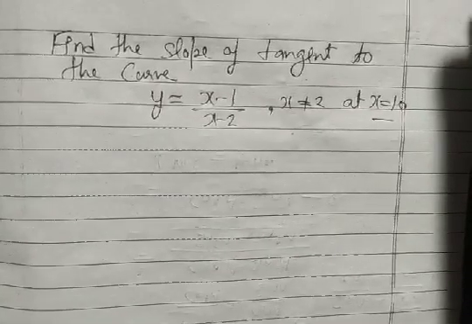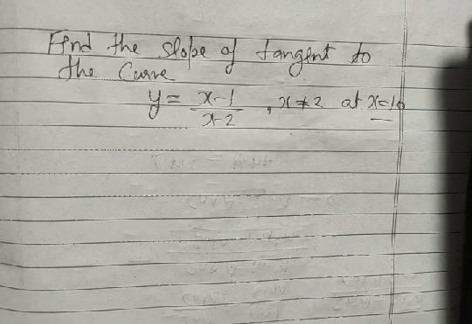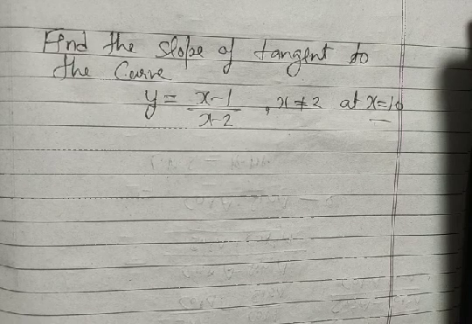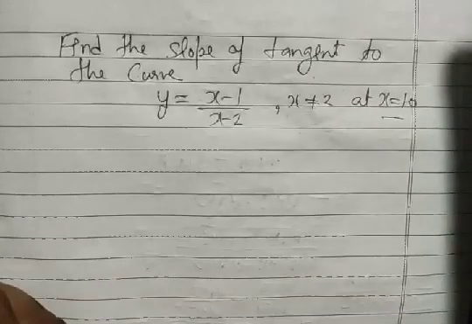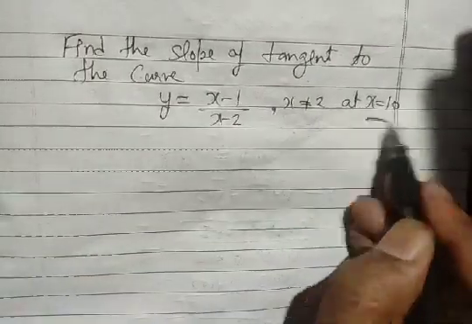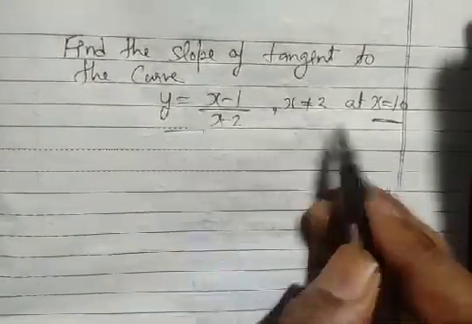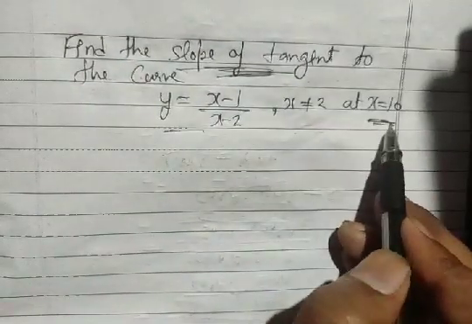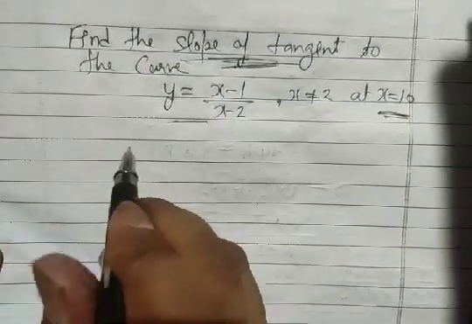Now we move on to solve problems one by one. We start with an NCERT problem. In this we have to find the slope of the tangent to the curve y equals (x minus 1) upon (x minus 2), where x is not equal to 2, at x equals 10. Here we have been given a curve and we have to find only the slope of the tangent at x equals 10.